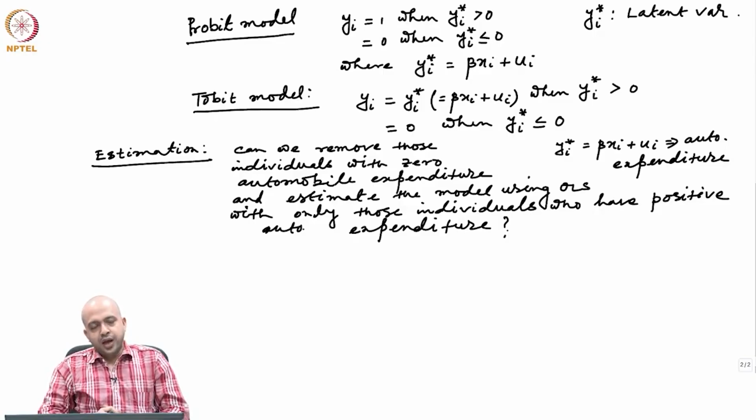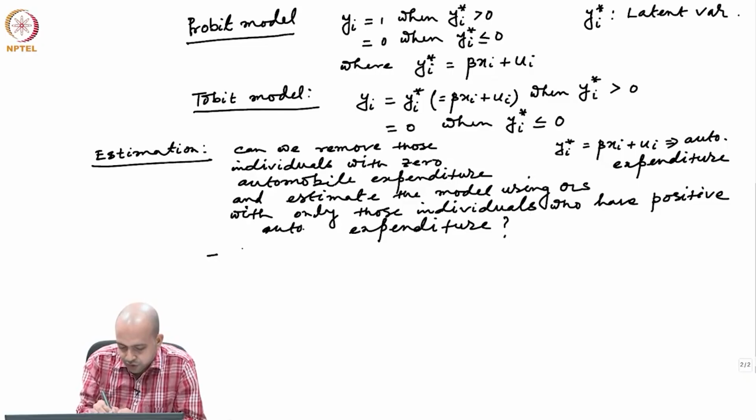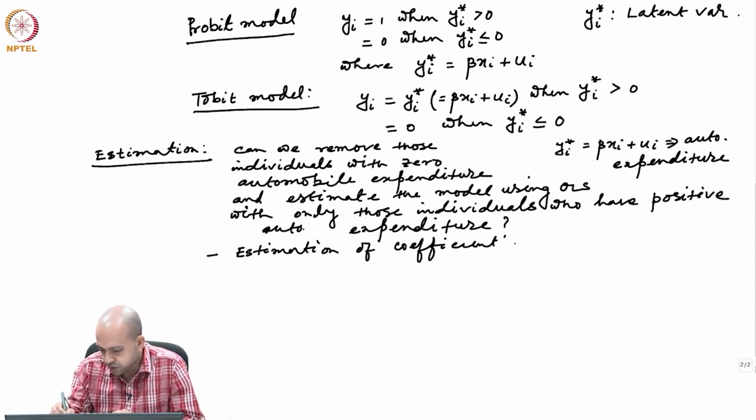Now, as you know that for estimation purpose, there is absolutely no problem, but the problem happens in the next stage where we try to make inferences, that means hypothesis testing. How does it happen? See, for inference making, first of all, estimation of coefficient is possible.